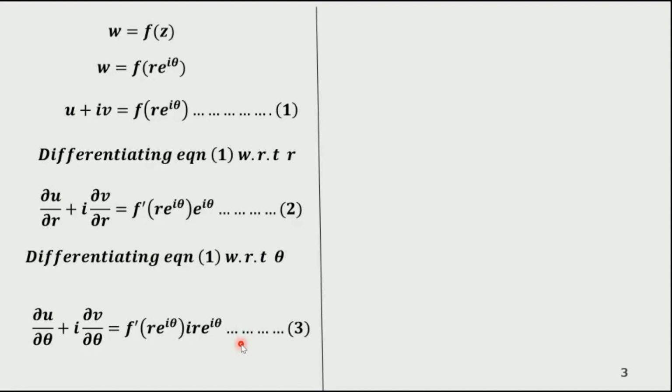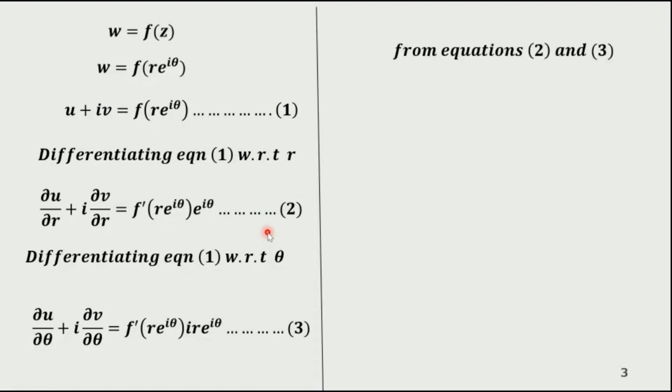Now try to use equations 2 and 3 and try to eliminate the f dash and e raised to I theta terms. So how to eliminate the f dash term from equations 2 and 3? In the third equation, we have f dash of r e raised to I theta into e raised to I theta. So this part can be replaced from the second equation. We are trying to eliminate the f dash function, so we will substitute f dash of r e raised to I theta into e raised to I theta from equation 2.